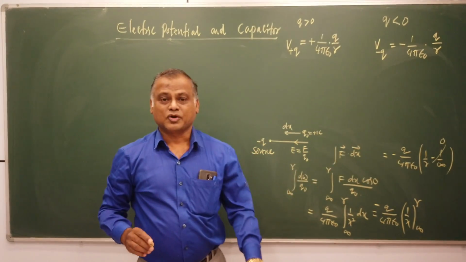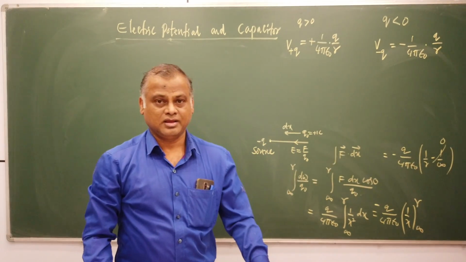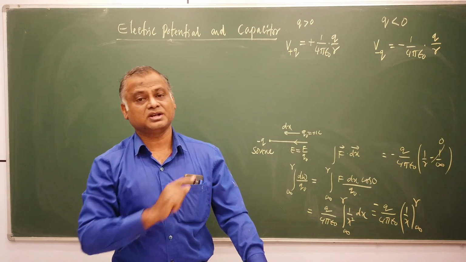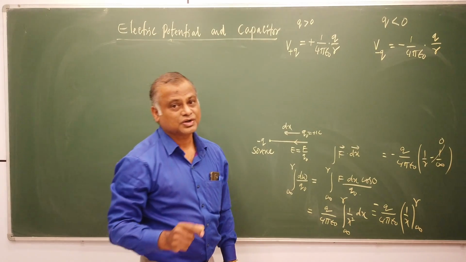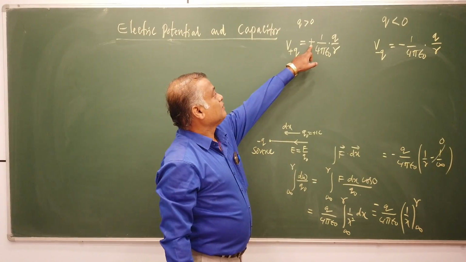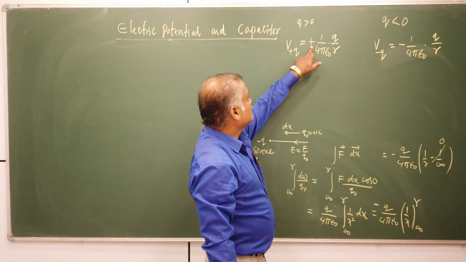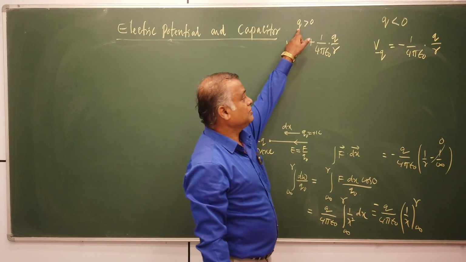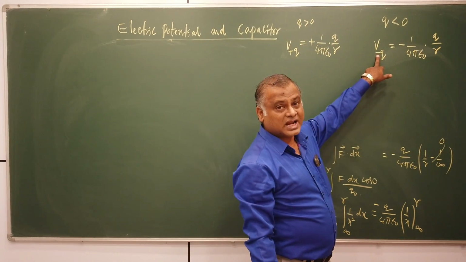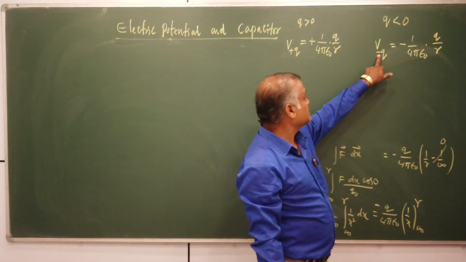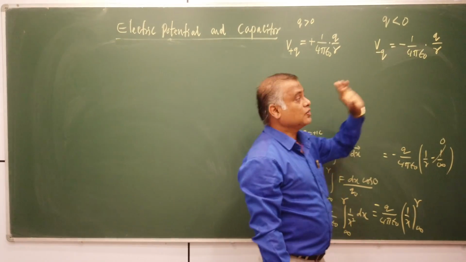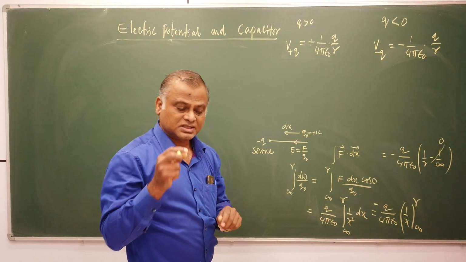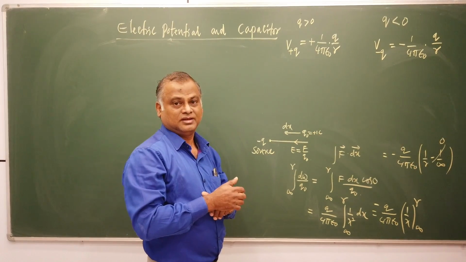Since potential is a scalar quantity, which is measured as work done per unit charge, you should take plus potential when the given point charge is positive. When the given charge is negative, point charge, source charge is negative, potential is negative. While doing problems, don't bother about the direction, just think of the sign.